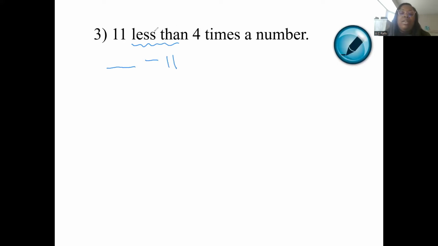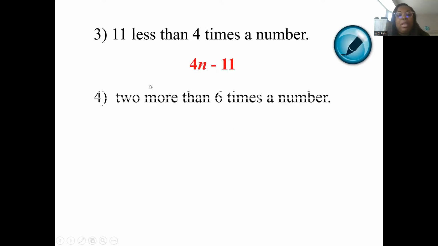Yes, 11 came first, but this is my turnaround. So 11 less than 4 times a number. How do you represent 4 times a number? 4 and your variable. Whatever letter you choose, whatever letter makes you feel warm and gooey on the other side, that's the letter you put there. This is showing the product of a number and 4, subtracted by 11. All right, I hope my extraness really is going to help you to understand that turnaround really means to turn it around.